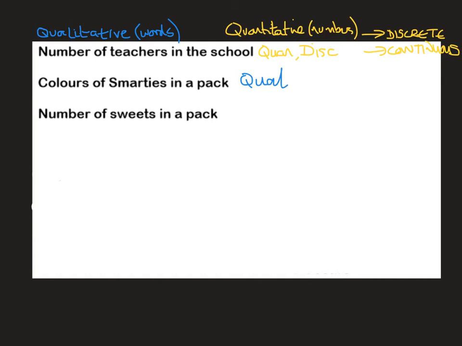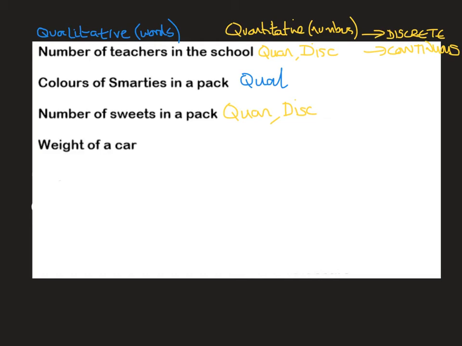How about the number of sweets in a pack? Well, the key word there is number, so straight away we should know that it is quantitative. And is it going to be discrete or continuous? Well, it's going to be discrete because you'd either have 1 sweet, 2 sweets, 4 sweets. You're not going to have like 4.99 sweets and so on and so forth.